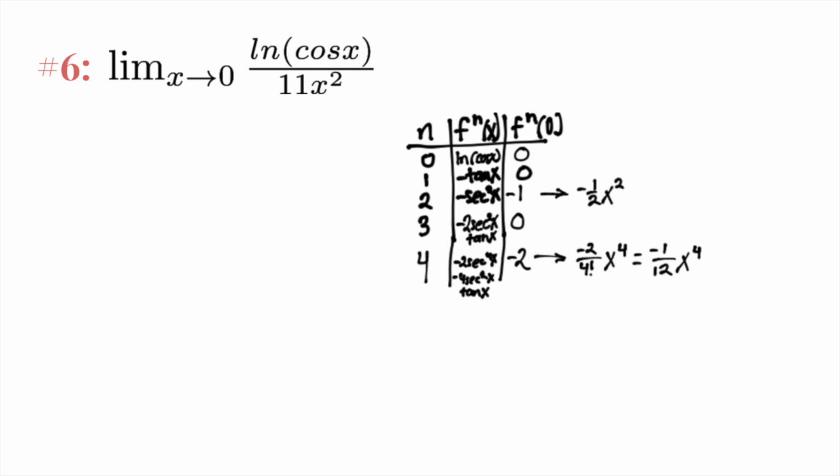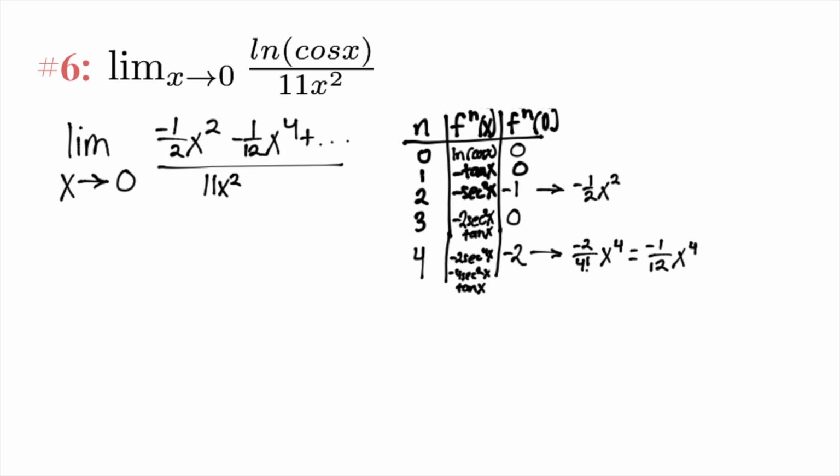So if you create a t-chart with your n values, your f of n of x values, and your f of n of 0 values, you can see which ones will go to 0 and which ones you can actually use to help cancel out with that x squared. So your first two Maclaurin values go to 0, so you don't actually get one you can use until your second n value, which is negative secant squared of x. And plugging in your 0 value, you get negative 1, which is negative 1/2 x squared. Your second value is n of 4, which is equal to negative secant 4x, which goes to negative 2, which then becomes negative 1/12 x to the 4th.